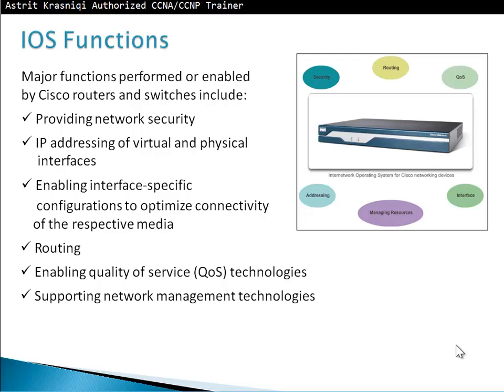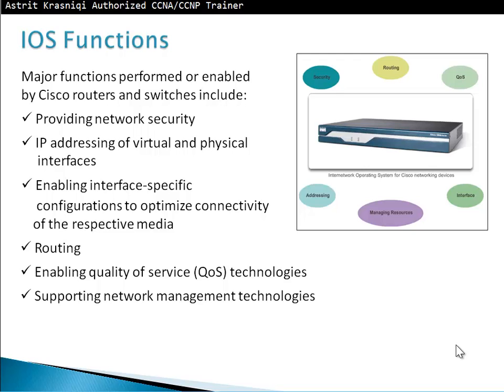IP addressing of virtual and physical interfaces. We can configure an IP address for virtual interfaces or our own physical interfaces, or we can make the router appear as a DHCP server, so it will assign IP addresses to end devices. Enabling interface specific configuration to optimize connectivity of the respective media.